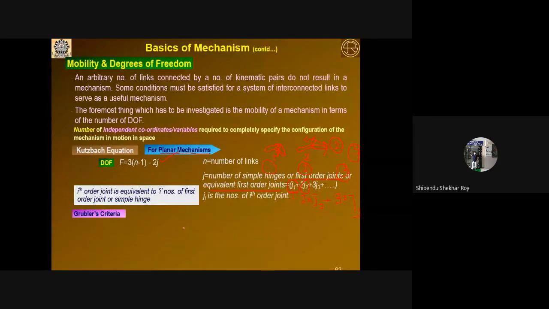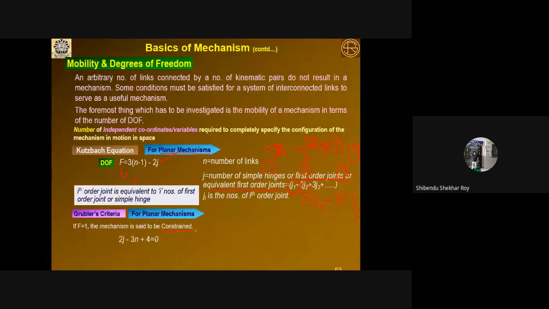Now, a mechanism will be constrained. A mechanism is called a constrained mechanism when the degrees of freedom equals 1. Now we put degrees of freedom equal to 1, then the mechanism is said to be constrained, and this equation becomes, just put F equal to 1 and simplify, you will get 2J minus 3n plus 4 equals 0. This is the equation after putting degrees of freedom equal to 1 for a constrained mechanism.